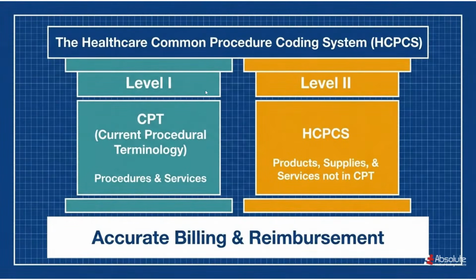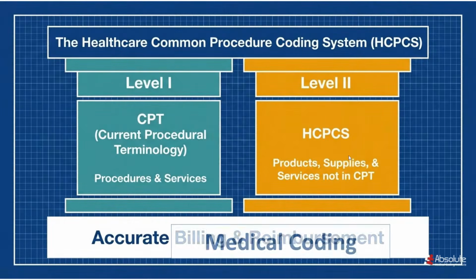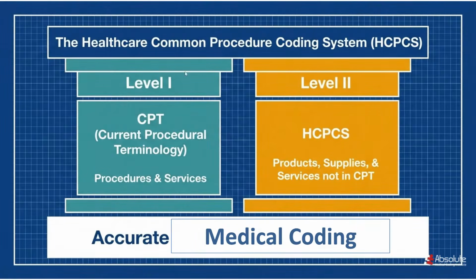Well, what is it? Level 1, these are your CPT codes. Level 2, these are HCPCS level 2 codes. And these HCPCS level 2 codes enable you to have more accurate, not only billing, but medical coding. In fact, the coding comes before the billing. Now, if you want to know the difference between level 1 and level 2, level 1, these are your procedures and services. These are CPT codes. Level 2, these are products, supplies, and services that are not in CPT.